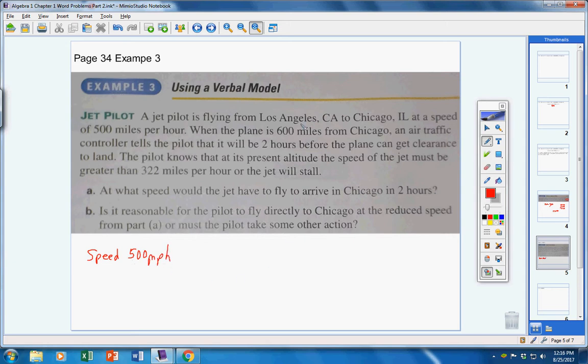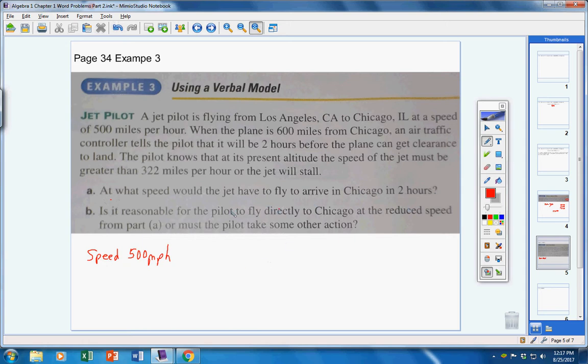Now, you're 600 miles away, and the air traffic controller calls you from Chicago and says it's going to be 2 hours before you can land because of all the planes coming in, okay? Now, the pilot knows, based on how high up he is, he has to go at a certain speed or he's going to fall out of the sky, okay? So he knows he has to go at least this fast, alright? So, first question, at what speed does the pilot have to fly the jet to arrive in 2 hours?